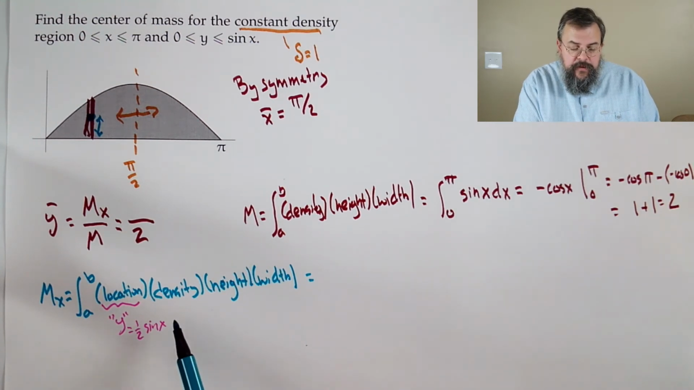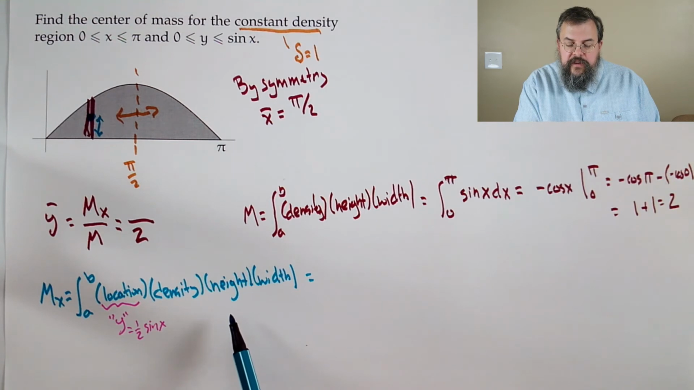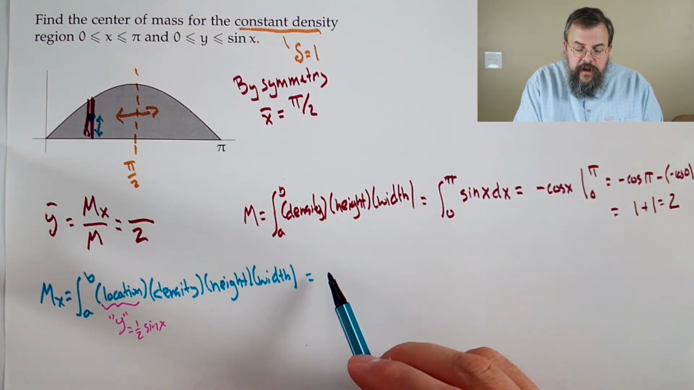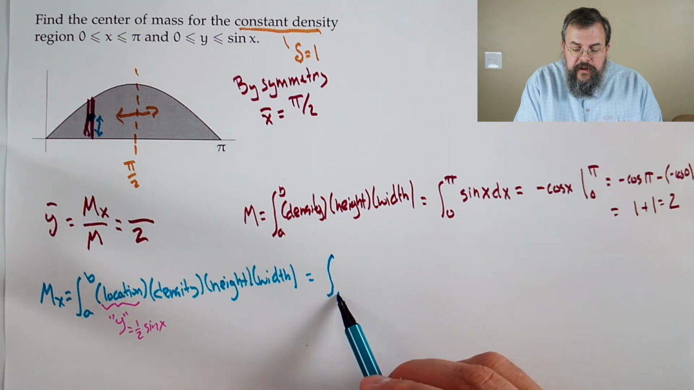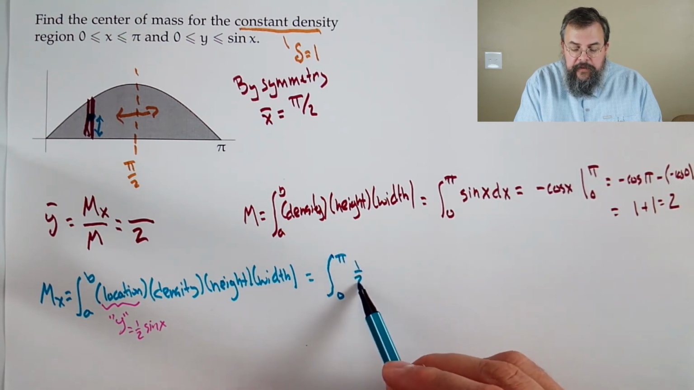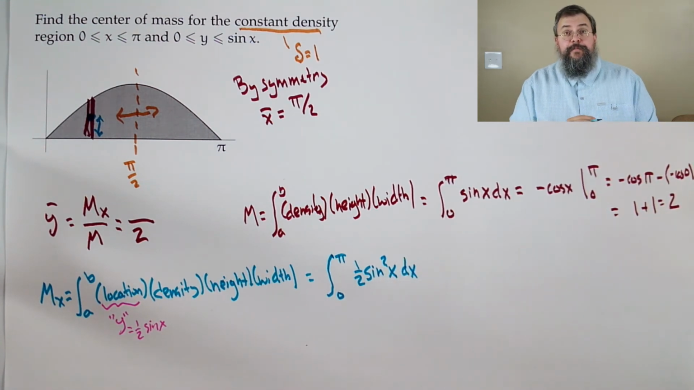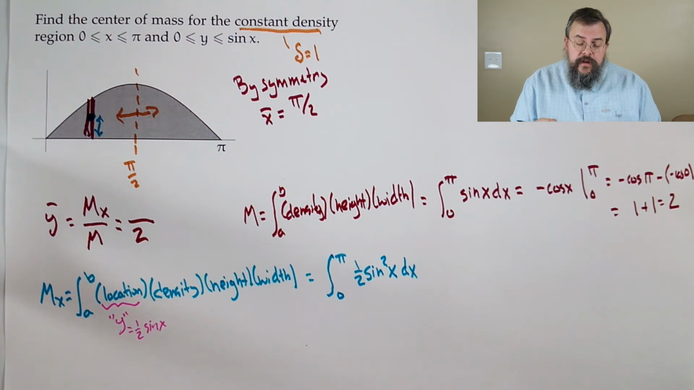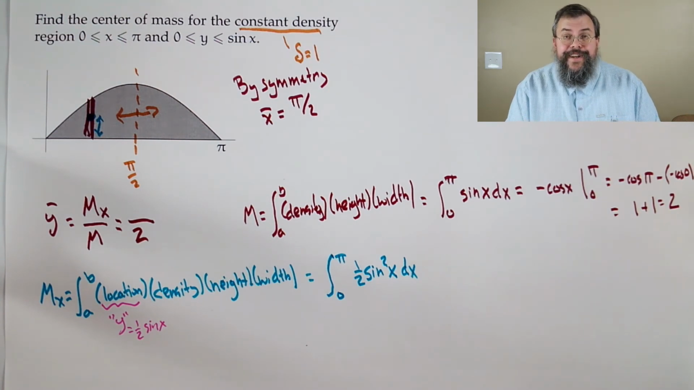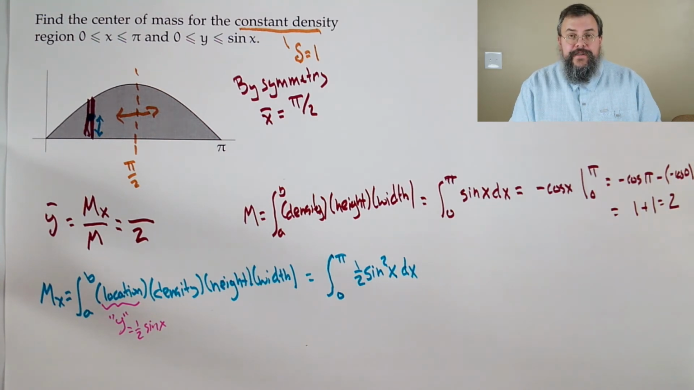Now the rest of it's still the same. So density is still 1, height is still sine, width is still dx, and our bounds are still the same. So this becomes the integral from 0 to pi of 1/2 sine squared x. So that's what we need to compute. Well, how do you integrate sine squared? And the answer is we don't. What we do is look for a way to rewrite sine squared as something easier to work with. So how do we rewrite sine squared as something easier to work with? Well, we reach into our bag of identities.